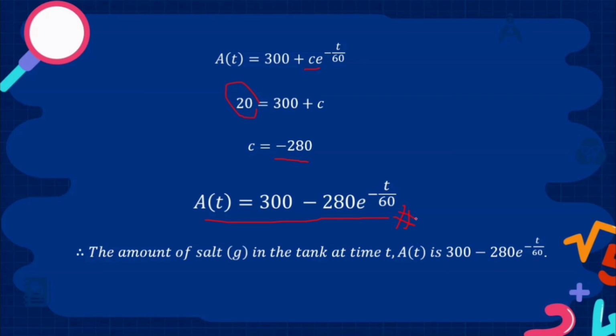This is our final answer. In conclusion, the amount of salt in grams in the tank at time t is 300 minus 280 exponential to the negative t over 60. This is our conclusion for question 2, our answer.